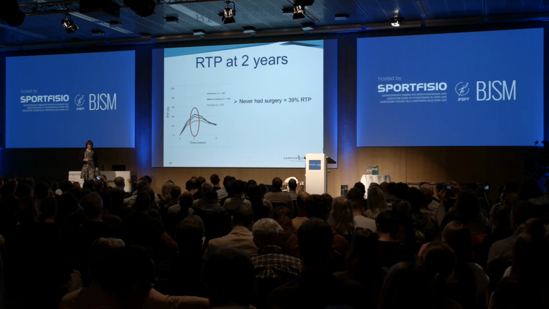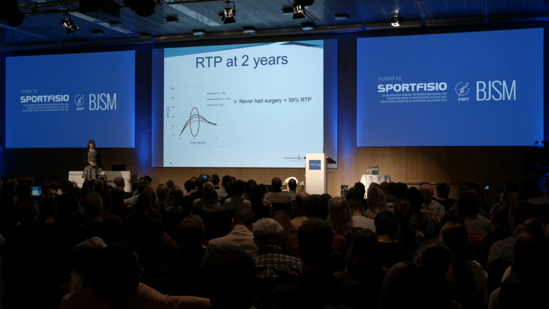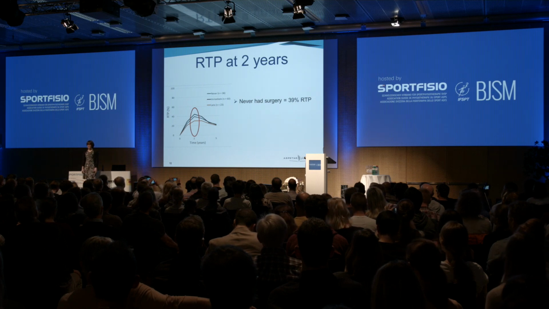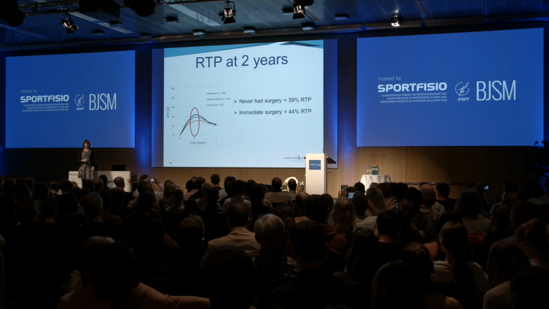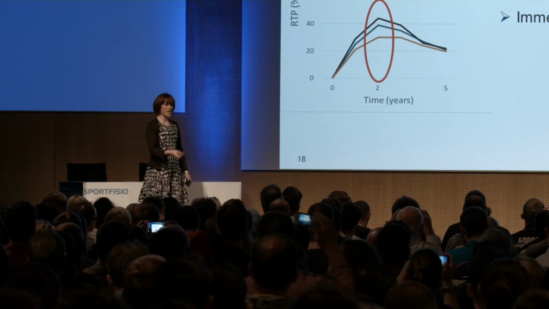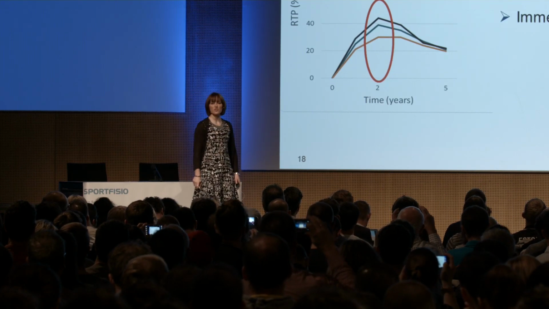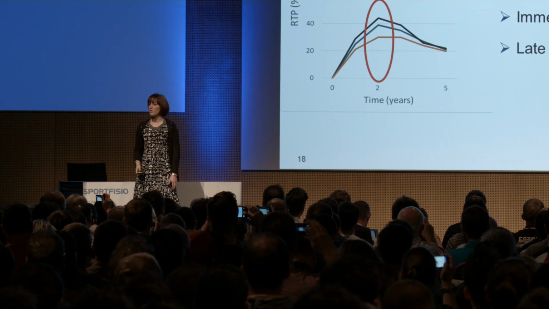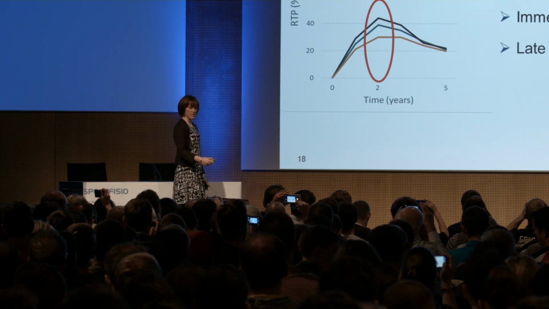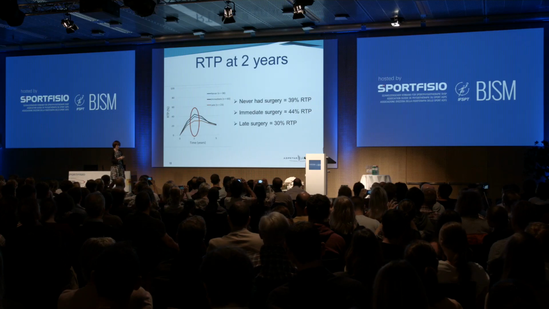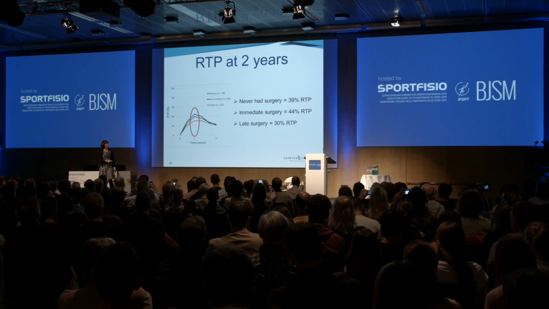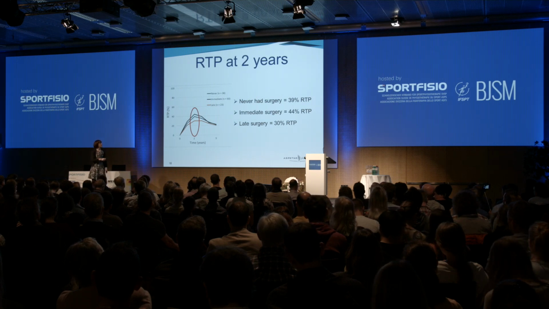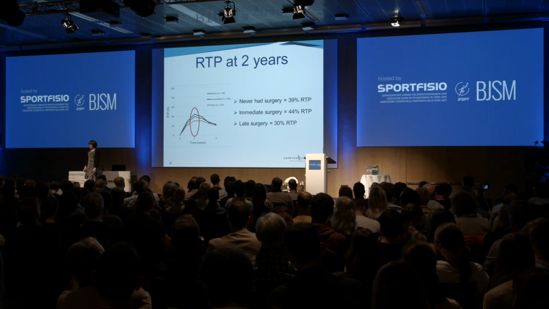So, at 2 years, about 40% of the people who didn't have surgery had returned to their pre-injury level. 44% of the people who had an immediate reconstruction had also returned at 2 years. And 30% of the people who had the early rehabilitation and then had a reconstruction later on. And there is no statistical difference here. No difference. The return to play rates are similar at 2 years, regardless of what kind of treatment people had.